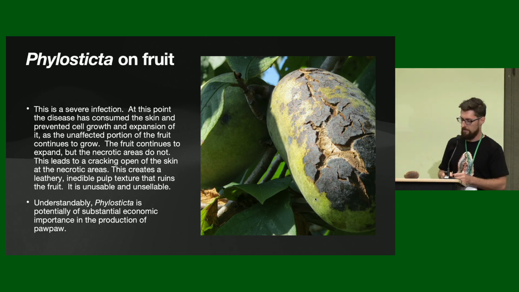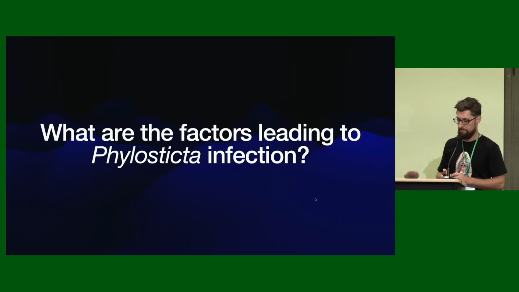But this is a severe infection, and at this point the disease has consumed the skin and prevented cell growth and expansion of it. As the unaffected portion of the fruit continues to grow, the fruit continues to expand, but the necrotic areas do not. This leads to a cracking open of the skin at the necrotic areas. This creates a leathery, inedible pulp texture that ruins the fruit, and so it's unusable and unsellable. So understandably, Phyllosticta is potentially of substantial economic importance in the production of pawpaw.